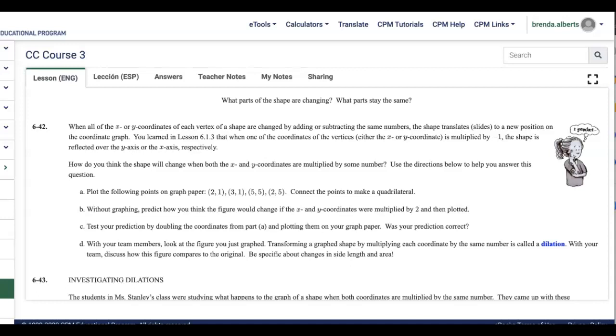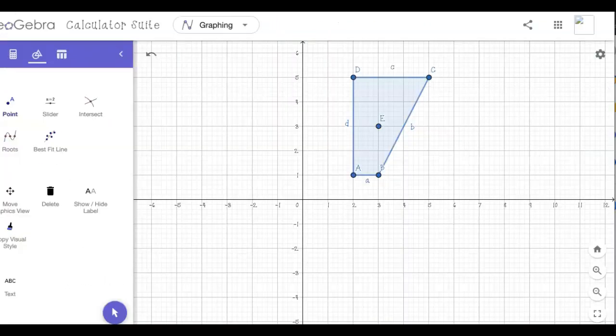So lesson 6.2.1 in our CPM book, if you want to look at that, you sure can. The problems we focused on in class were 6-42 and 6-43. I thought those were the ones that gave us the most information that we would need. So the first one, 6-42, they give us some coordinates, and then they want us to make a quadrilateral out of those coordinates, and so that ends up looking like this.